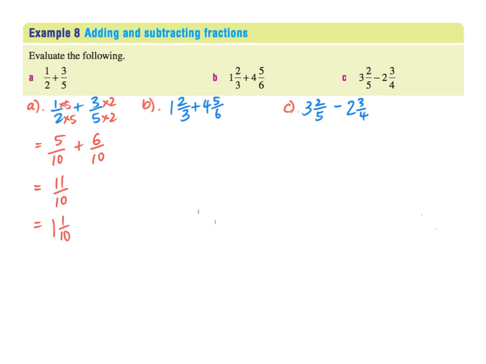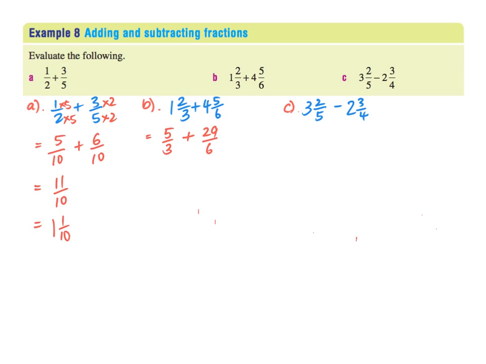Okay, next question here. We've got two mixed numbers we want to add together. Now, there are two ways that we can do this. I'm going to show you the first one. The first one is by changing both of these numbers to improper fractions. Let's do that. 1 times 3 plus 2 is 5/3. Plus 4 times 6, 24, plus 5 is 29. 29 on 6. Do the same thing.